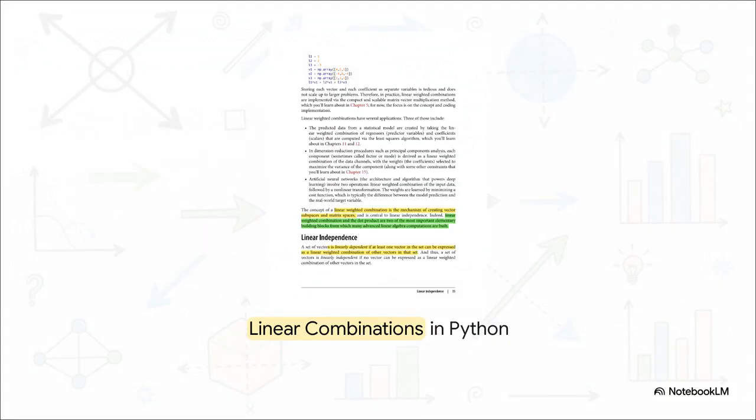Hey, for the programmers out there who might be feeling a little intimidated by the algebra, take a look at this Python code. Implementing a linear weighted combination using NumPy requires just a few super simple lines of code. You just define your scalars, define your vector arrays, and boom, multiply and add them together. It is an incredibly powerful concept executed with barely any code at all.